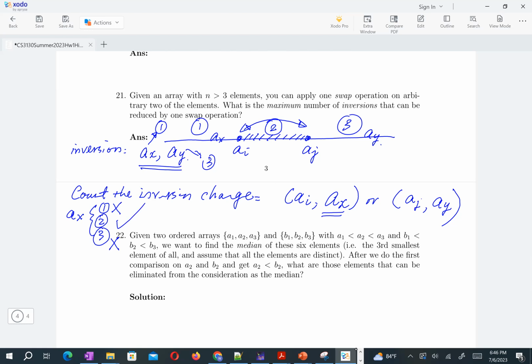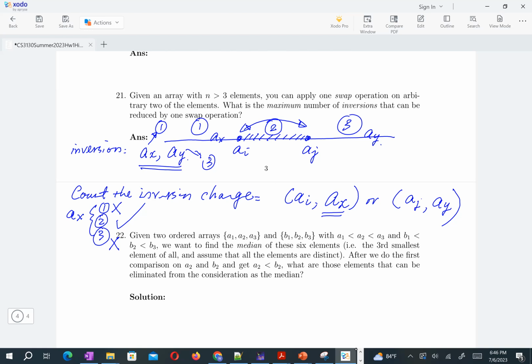So this analysis tells you what conclusion you can get. What conclusion can you get? We want to get a maximum number of inversions, right? We want to make the change as big as possible, right? That means we should compress region 1 and region 3.